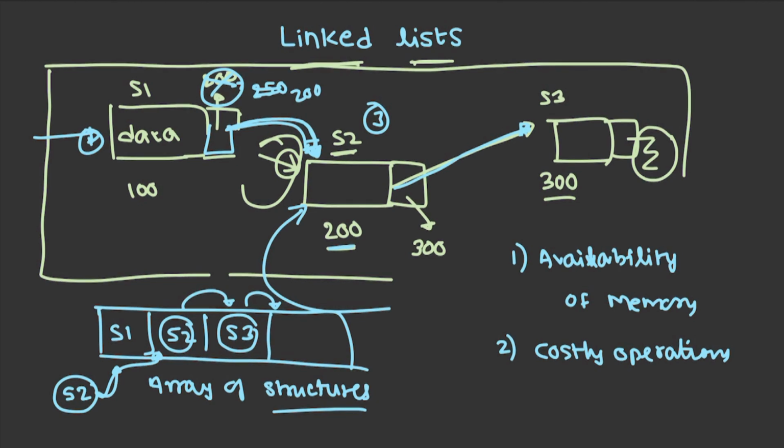Suppose if this student has to be removed, all the student details which are after that have to be moved to the forward location. So if we try to use an array of structures, or if we try to work with the array data structure in real world scenarios, it may not work always. That is why we try to use linked lists. Let's have a quick recap. Why are we using linked lists?